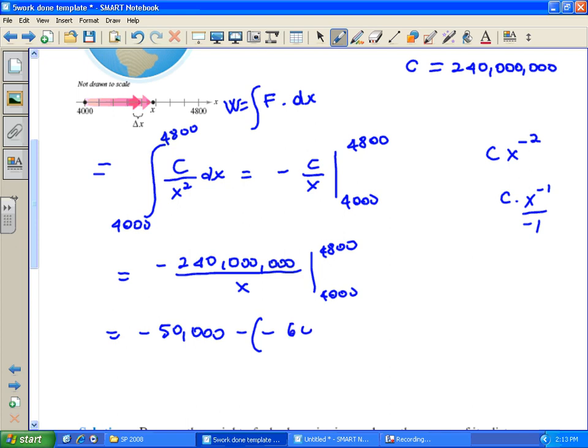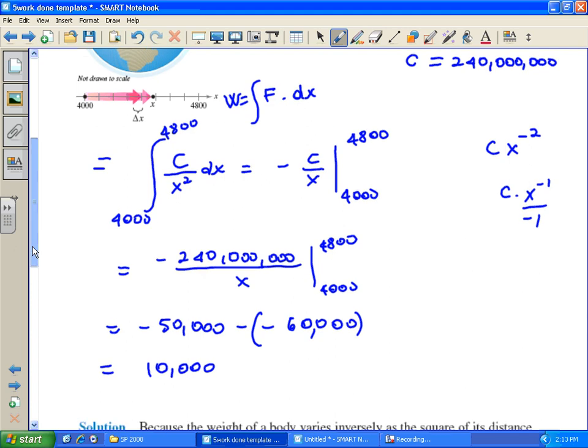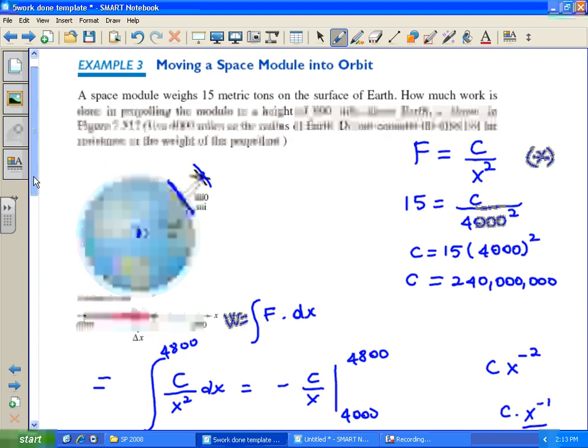60,000, and the two negatives will give us a positive there. So we have 60,000 minus 50,000, a total of 10,000. The units are not going to be foot-pounds here because the distances were not measured in feet and the weight was not measured in pounds. What were they instead? Let's go back to the question. Instead of foot-pounds, what are we going to have?